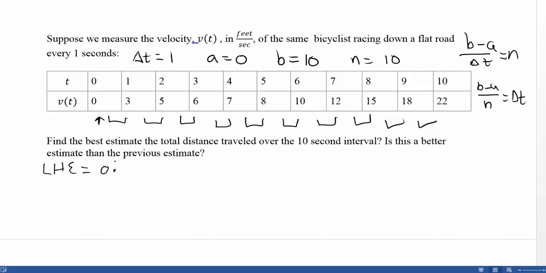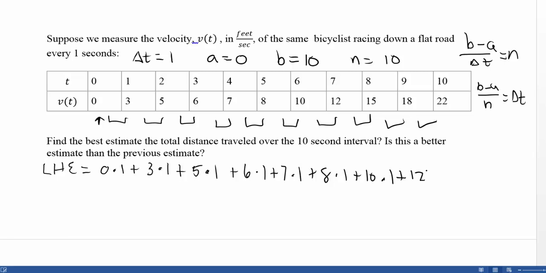So we're going to do 0 times 1, rate times time, plus, now from time equals 1 to time equals 2, if we pick the rate on the left, we get 3 times 1, plus, from time 2 to time 3, I pick the rate on the left, 5 times 1, plus 6 times 1, plus 7 times 1, plus 8 times 1, plus 10 times 1, plus 12 times 1, plus 15 times 1, plus 18 times 1.